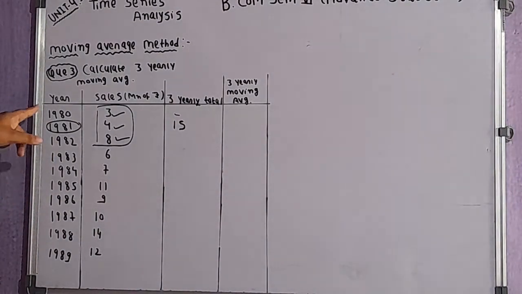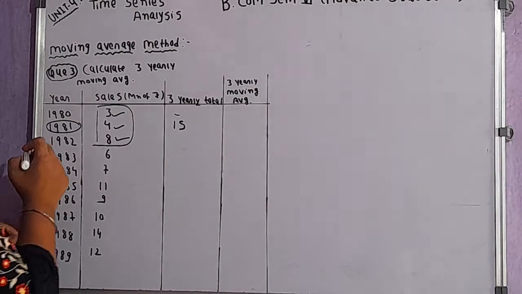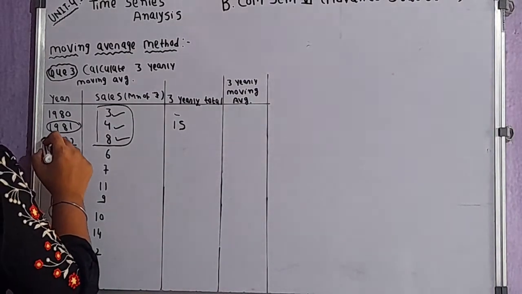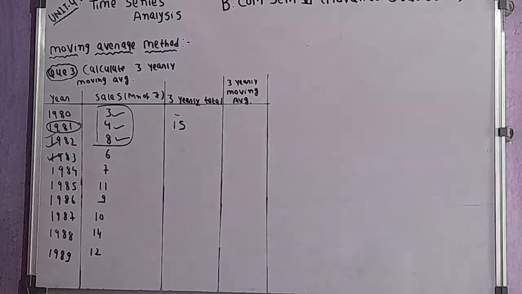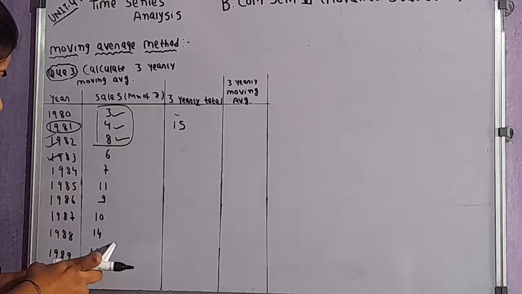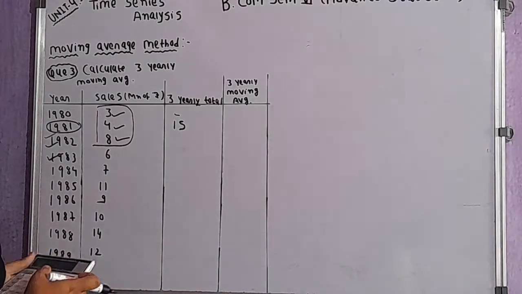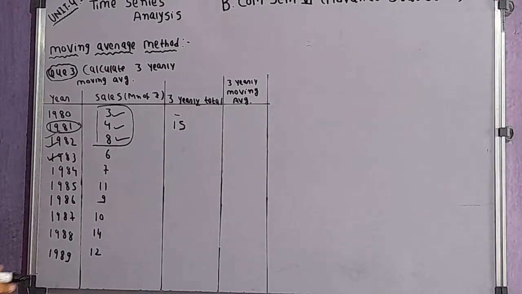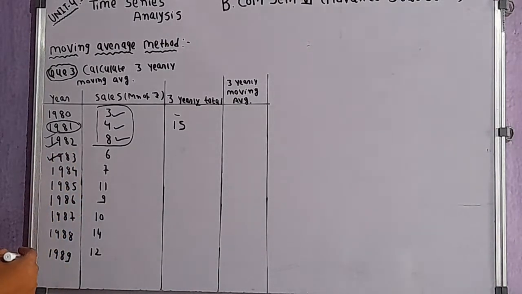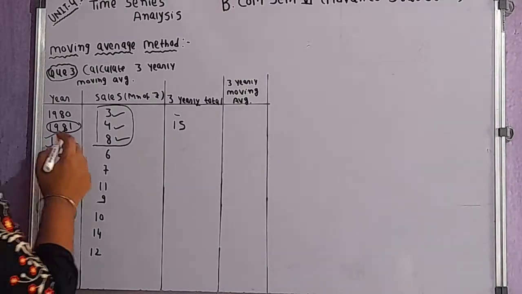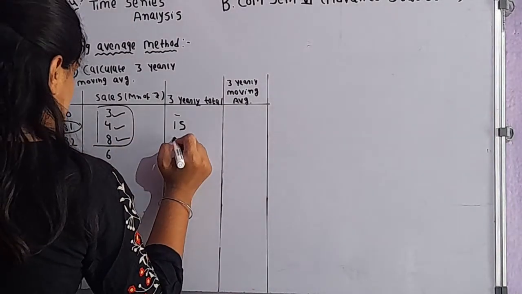So here we are going to drop the first year, and we will consider the next 3 years, that is 1981, 1982 and 1983. Means 4 plus 8 plus 6, it comes to 18, and again this 18 needs to be written opposite the middle year. So when 1981, 1982 and 1983 are considered, 1982 becomes the middle year, and that is where we are going to write 18 opposite this 1982.